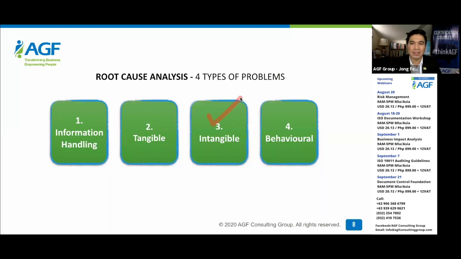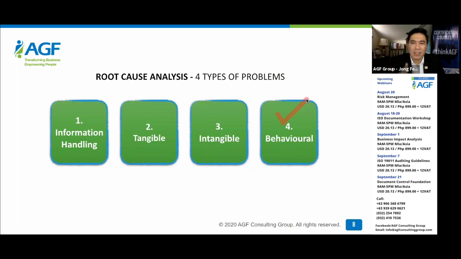I hope that's clear. Okay, now, lastly, I guess you know what is behavioral, right? I think everybody knows what's behavioral. So the last type of problem here is behavioral. Behavioral, obviously, is a problem which involves the way certain individuals behave in an organization. Now we have a non-conformance. Now we have a problem, because this is brought about by the way a certain individual behaves in the workplace. So it's behavioral in nature.